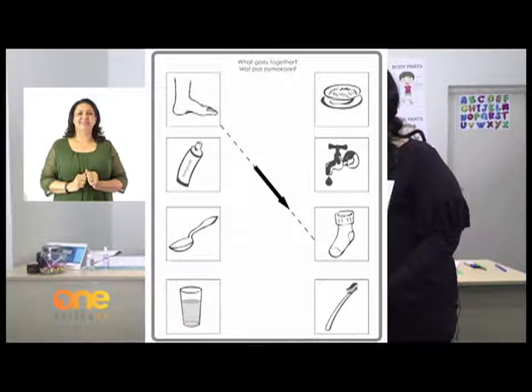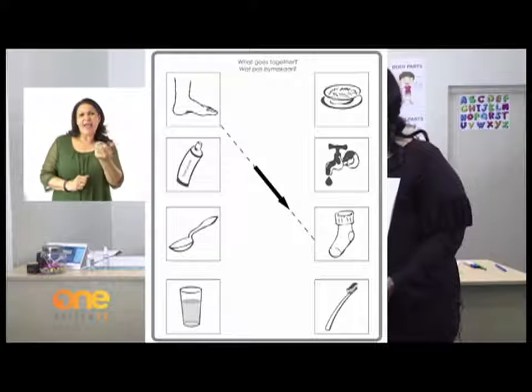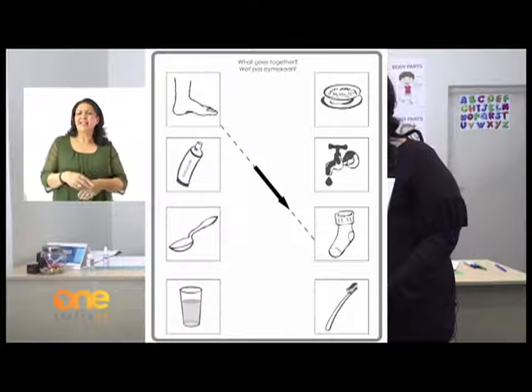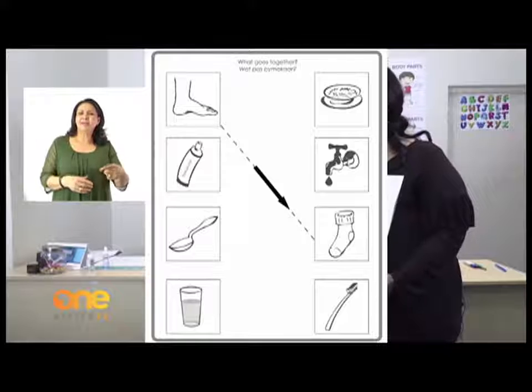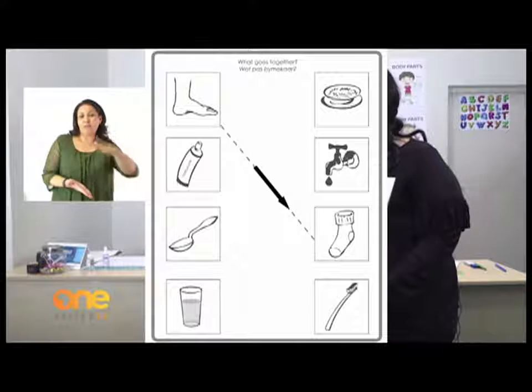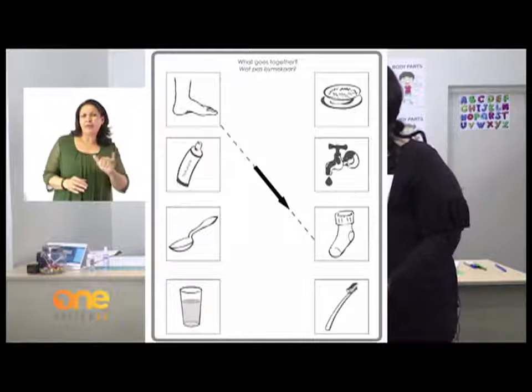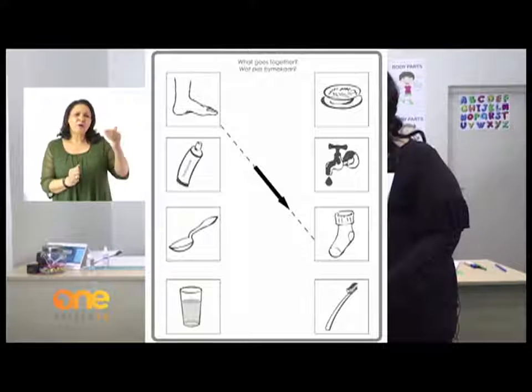Now on the first picture, we have the foot. The next one is the toothpaste, and the next one is the spoon, and the last one is a glass of water. We have to find out now which one goes together with the ones on your left-hand side.